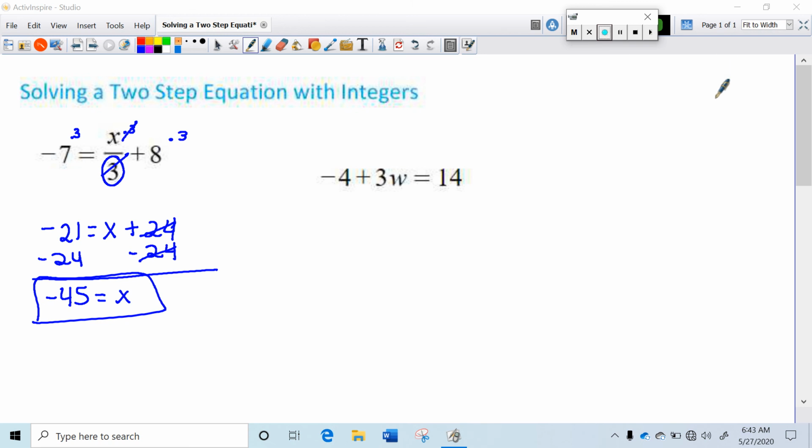This next one does not have any fractions, so I want to work with the side that just has the letter. That 14, I'm going to leave it alone. Anything that's stuck to the letter gets saved for last. So I have to get rid of the negative 4 first by doing opposites again. So the opposite of negative 4 is positive 4.